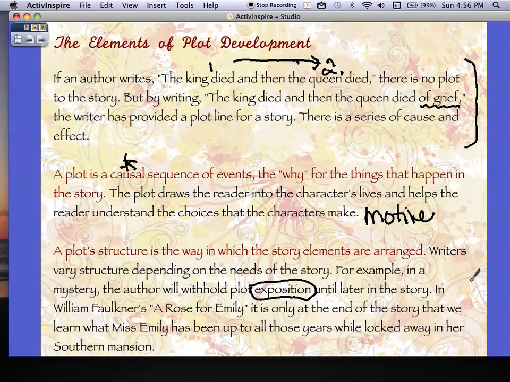An example is a cool story called A Rose for Emily. You might like to look it up. It's a short story, but it's only at the very end of the story that we learn what Miss Emily has been up to all those years that people are wondering.